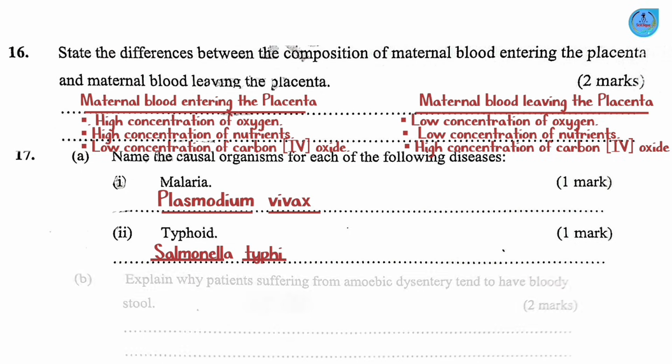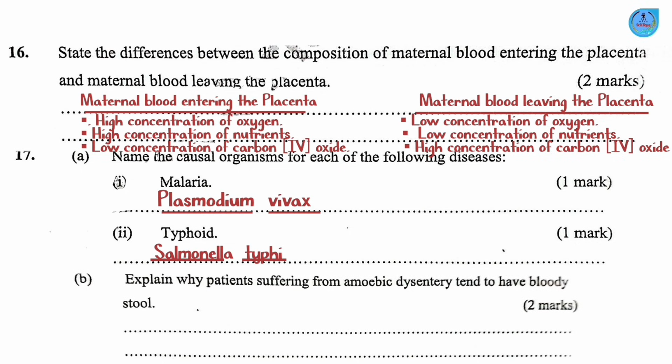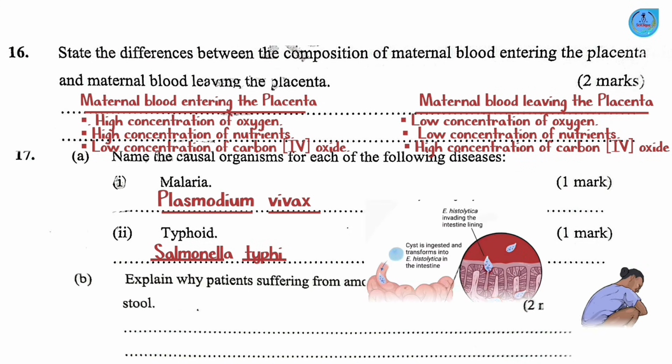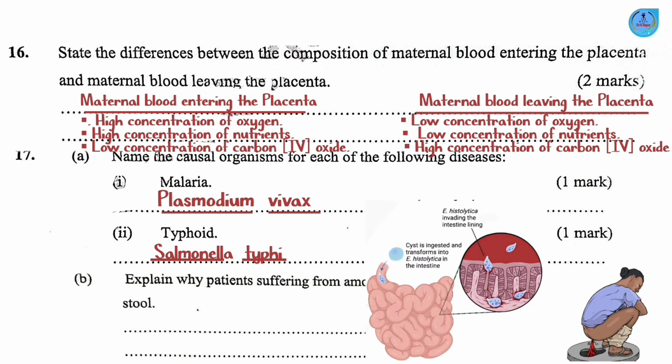Part B. Explain why patients suffering from amoebic dysentery tend to have bloody stool. Okay, bloody stool simply refers to bloody feces. Now, when it comes to amoebic dysentery, the infection usually begins when a person ingests cysts of Entamoeba histolytica. Okay, this can be done through contaminated food or water. So these cysts are then going to move to the small intestines where the covering are going to break open, releasing the protozoa, which is now going to be active.